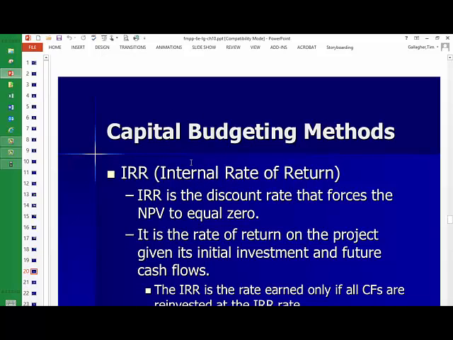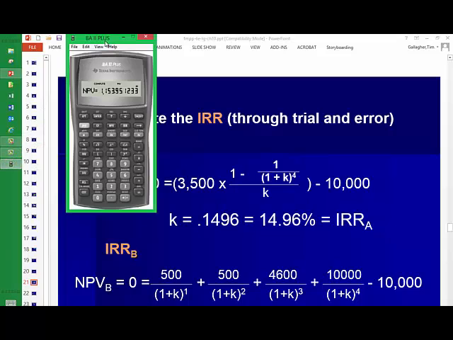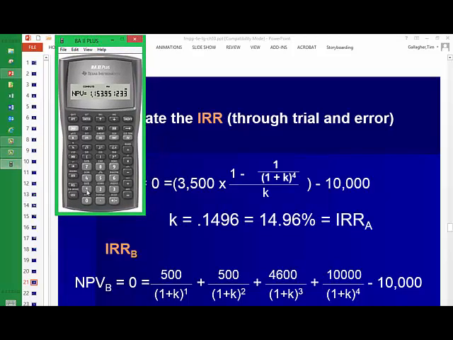Now, you'll remember when I went over the internal rate of return before, we defined that as the discount rate that forces the net present value to equal 0. It's the rate of return on the project given its initial investment and its future cash flows. So here you can see we have the two projects A and B that were presented in your PowerPoint slides. Now, we already have the cash flows for project B in the calculator. We already entered the 500 2 times in a row, then the 4,600 one time, then the 10,000 one time, and we described this negative 10,000 as the time 0 cash flow, and there's the net present value.